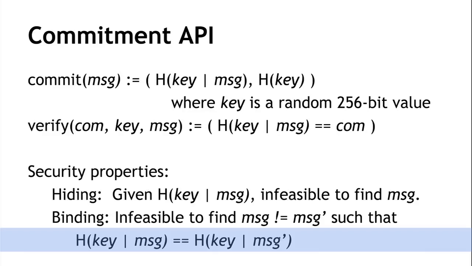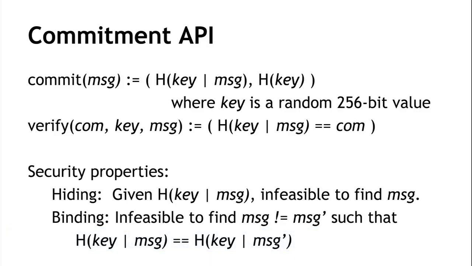Okay, so now what these properties become, the first one is given the hash of key concatenated with message, it's infeasible to find message. Well, it turns out that that's exactly the hiding property that we talked about before. Key was chosen as a random 256-bit value, and the hiding property says that if we take the message and we put before it something that was chosen from a very spread out distribution, like I said, a random 256-bit value, then it's infeasible to find the message. So this is exactly the hiding property.